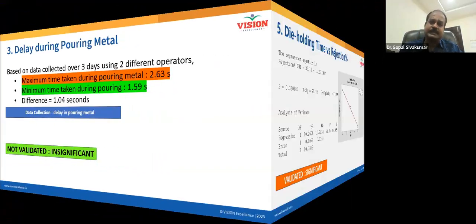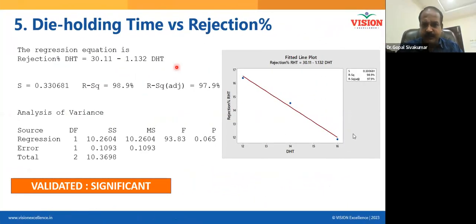So next, here, whether die holding time has any relationship with rejection rate. And you can see the R square of 97%. We will be learning this R square value under correlation and regression analysis.